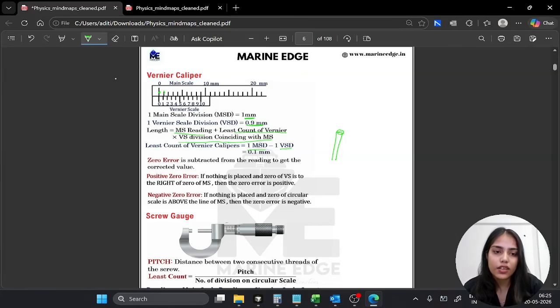Initially, these two values are coinciding, right? But in case the vernier caliper has some issues, let's say the main scale zero is not coinciding with the vernier zero initially, so that zero error will have to be removed. We are talking about whether the zero error can be positive or negative. If nothing is placed inside it and the zero of the vernier scale is to the right of the main scale zero, this will be called a positive zero error. Similarly, if the zero is to the left of it, in that case we'll get a negative zero error.